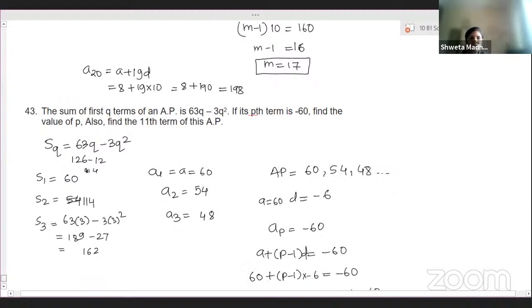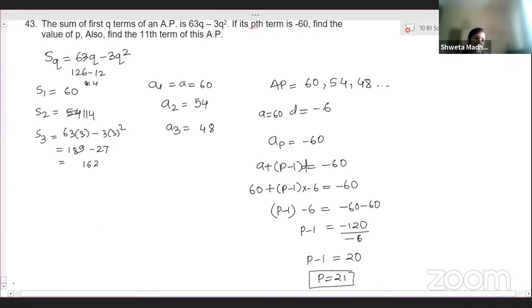So they are asking the pth term and also find the 11th term. So A11 you have to find out. Okay. Yes, ma'am. I had taken 6 instead of minus 6, so that was the mistake. Okay.